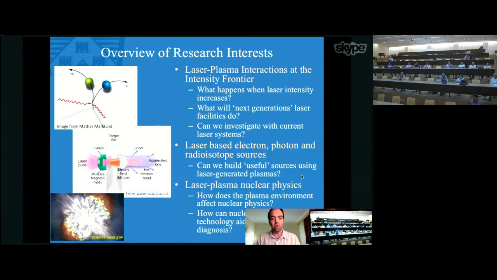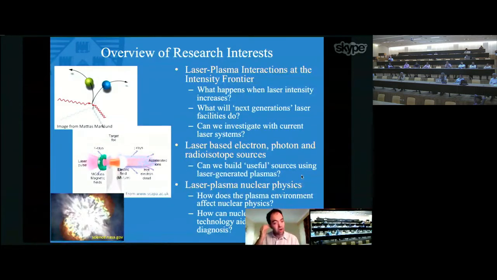I'll then talk about how that can be extended to electron, photon, and radioisotope sources, and whether or not in this quest for greater scientific knowledge, we can also produce some interesting sources that could be useful for industrial and maybe even medical applications. And finally, the third part of my research is about laser plasma nuclear physics.